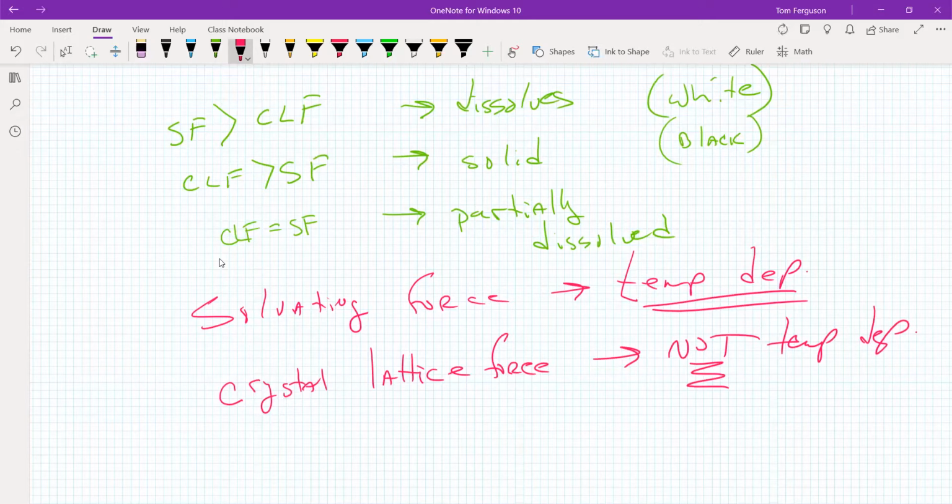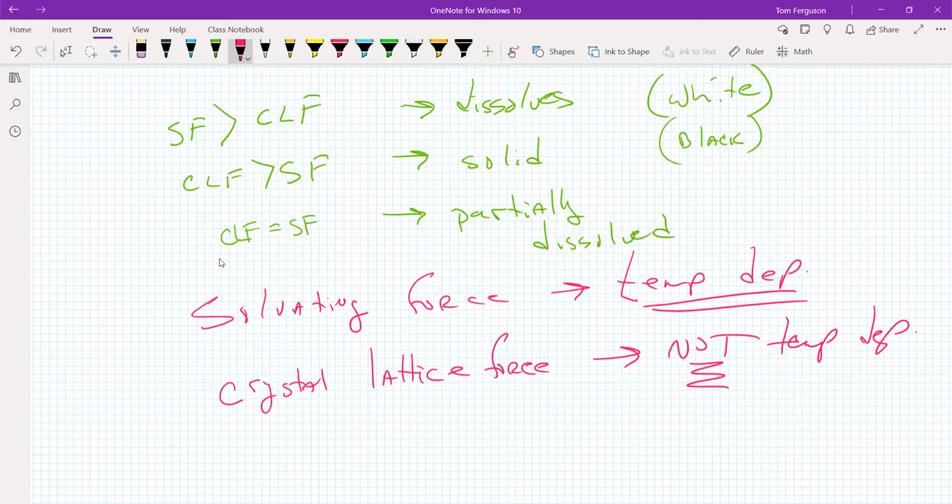Okay, so crystal lattice force is not temperature dependent. So if we want a stronger solvating force, we up the temperature. Think about this now. You put sugar in your cold coffee and stir it around, and you've got a bunch of sugar crystals at the bottom. What happens if you throw that in the microwave and heat that coffee up really hot? The sugar's all gone.